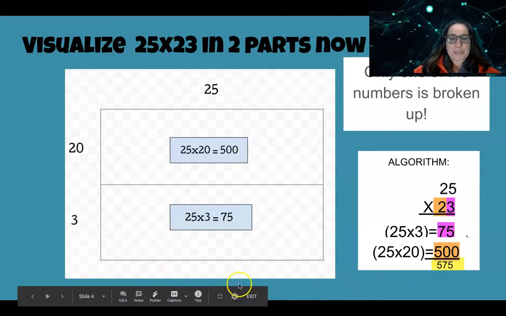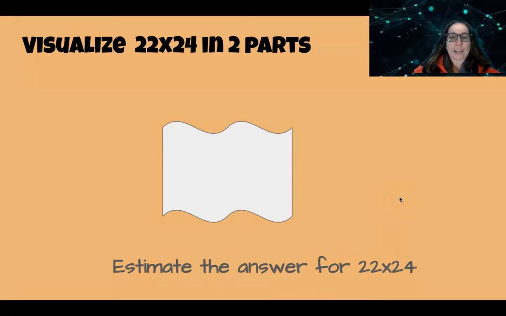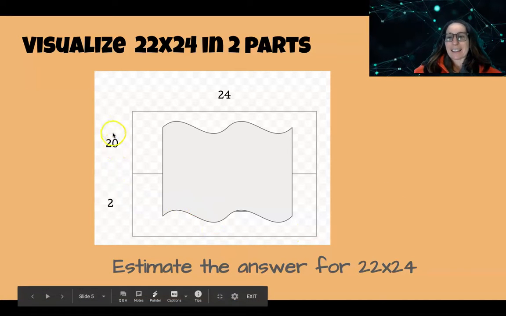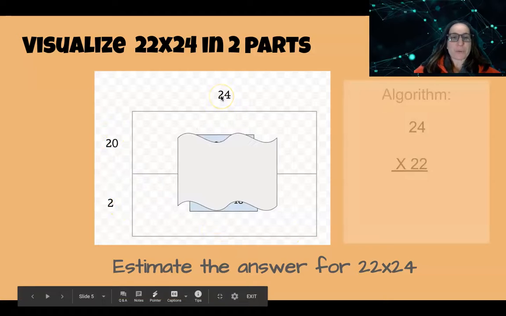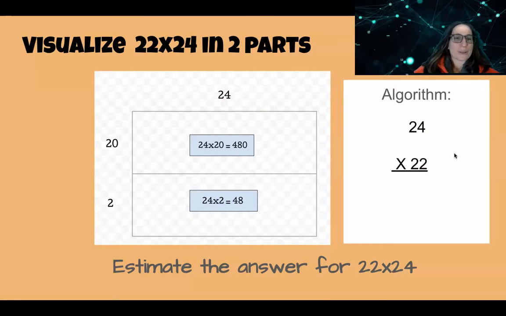Look at that next problem for us. We're going to visualize this 22 times 24 in 2 parts, and let's estimate the answer. So we might think that 22 times 20 is a little over 400, right? So let's look at what that picture looks like. We're going to break up just the 22 into 20 and 2. We're going to keep that 24 the same. And this time our algorithm is going to have this little bow tie method, and you're going to really like this. For those of you who haven't seen the algorithm before, pay close attention.